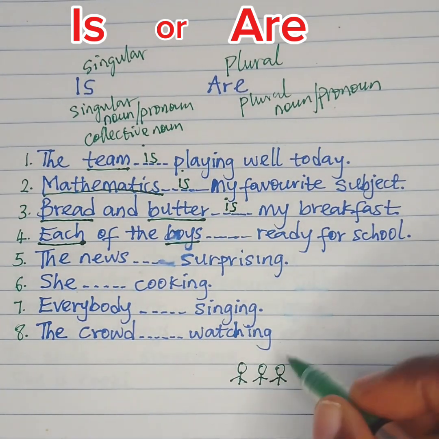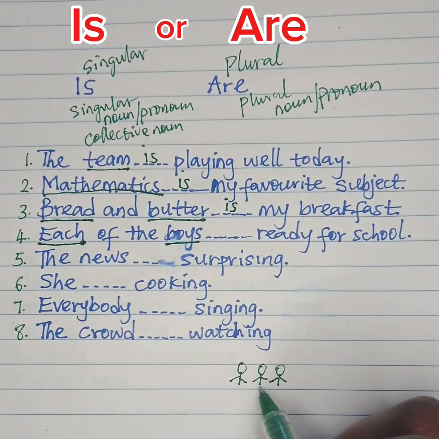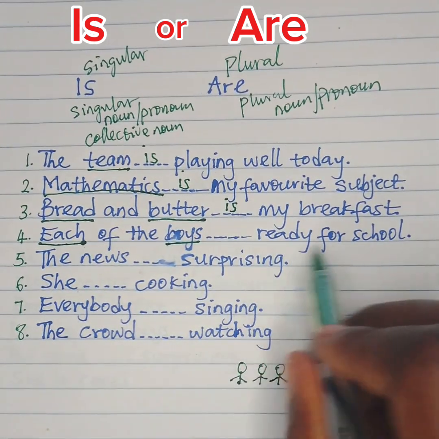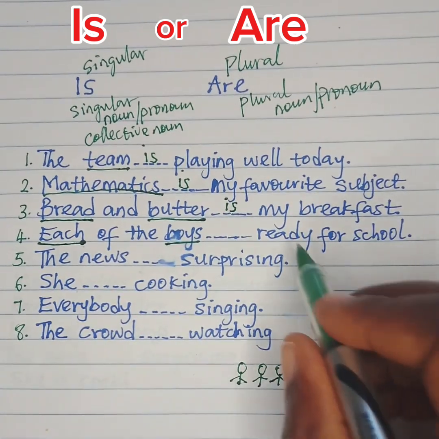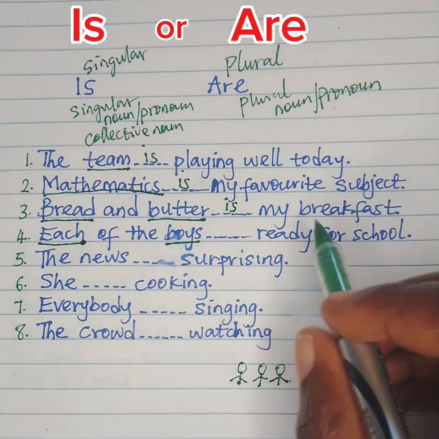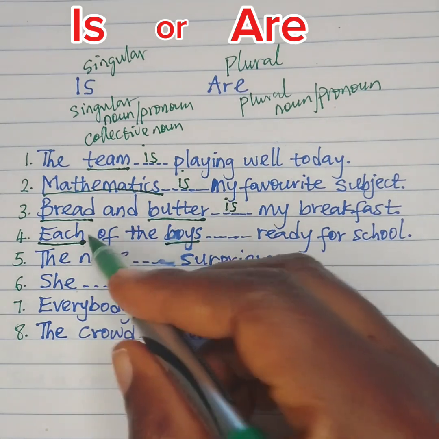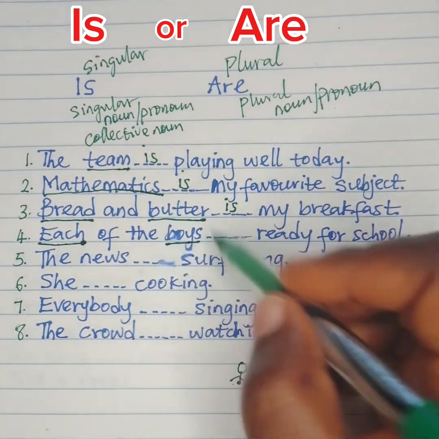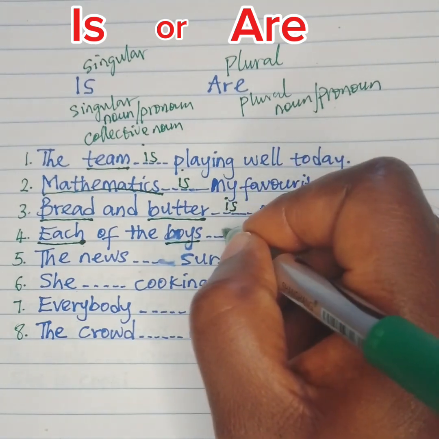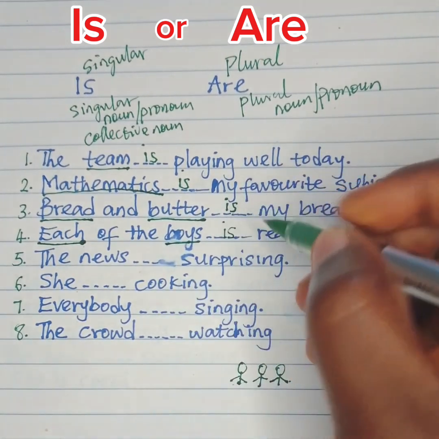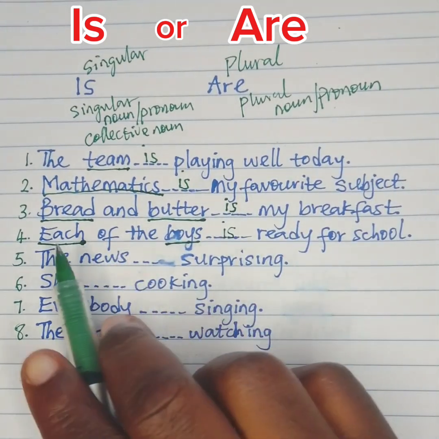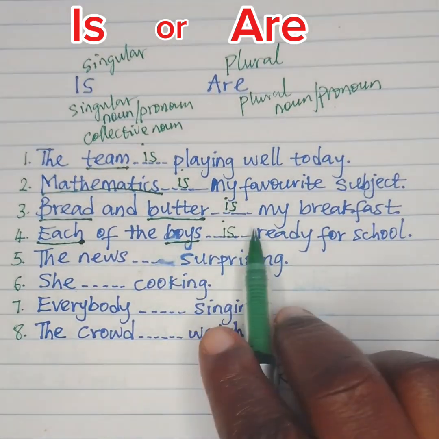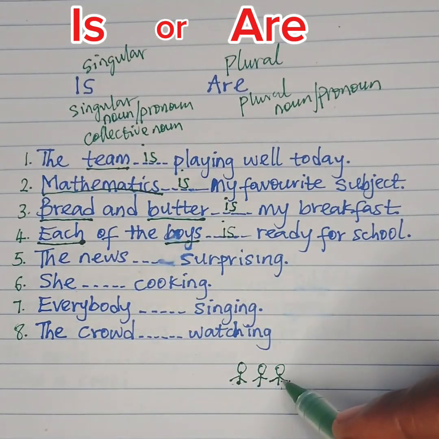Now, what each does here is that it refers to them as individuals, meaning that this one is ready for school, this one is ready for school, and this one also is ready for school. So each refers to them as individuals that make up this. So we use is for it, the singular verb, because it is singular. Each of the boys is ready for school. That means we are talking about them as individuals.